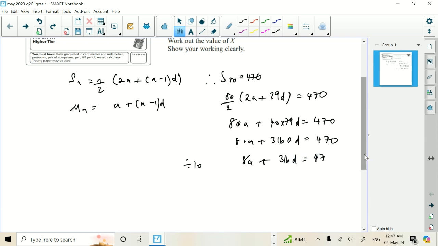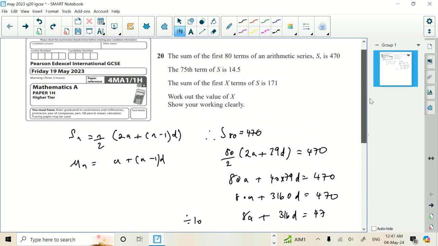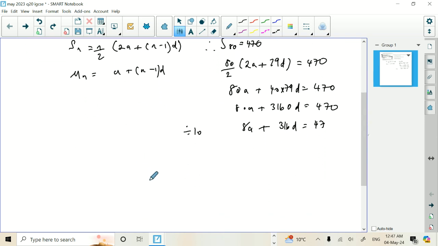Now, you're also going to use the 75th term. So again, using u_n is equal to a plus (n minus 1)d, I get u_75 is equal to 14.5, because that's the information we're given.